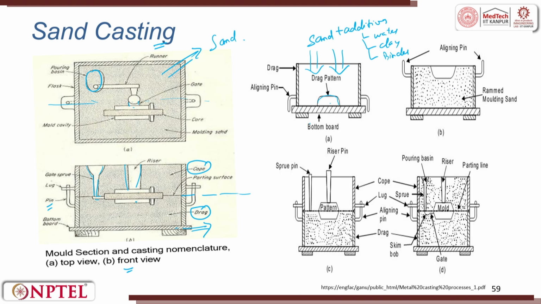Then it is flipped. So, the bottom here goes to the top here. You see the aligned pin, it goes to the top. Now, the pattern whatever you kept here has come to the top. Now, what we do is we keep the cope part on top of it. We lock the pin, and again we start filling the sand.